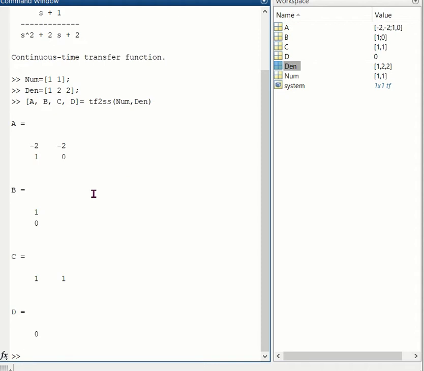We can also convert the state model of any system, if it is given, to the transfer function model. For example, let's define another set of values. Let me clear all this.